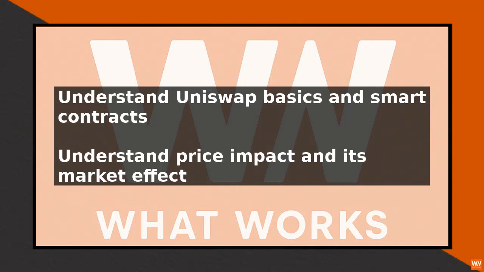To deploy a Uniswap price impact contract, you need to understand the basics of smart contracts and the Uniswap protocol. Uniswap is a decentralized exchange that enables the trading of Ethereum-based tokens. Price impact refers to the effect of a trade on the market price of a token.